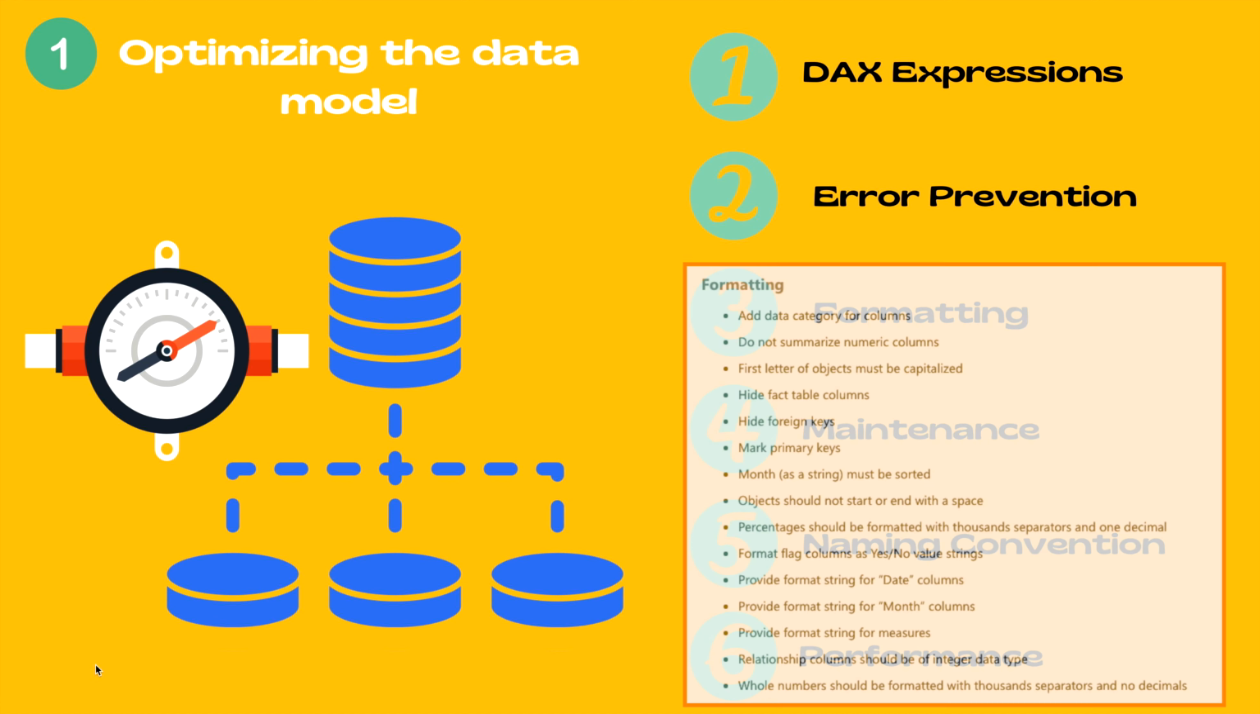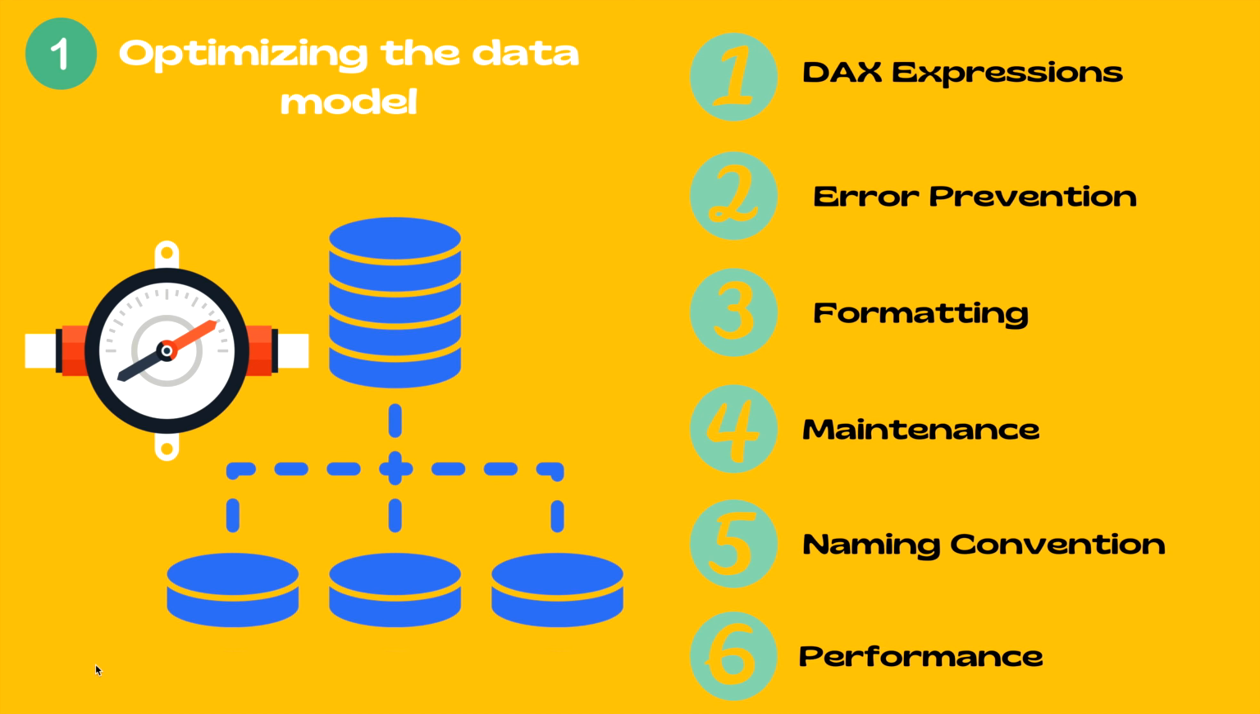Thirdly, formatting. Formatting is a very crucial part while designing your data model. In that case, add data category for columns. Do not summarize numeric columns. The first letter of an object must be capitalized. Hide fact table columns. Hide foreign keys. Mark primary keys. Month as a string must be sorted, and an object should not start or end with a space. There are a couple more in this one, but you should be more careful while doing the formatting to optimize your data model.